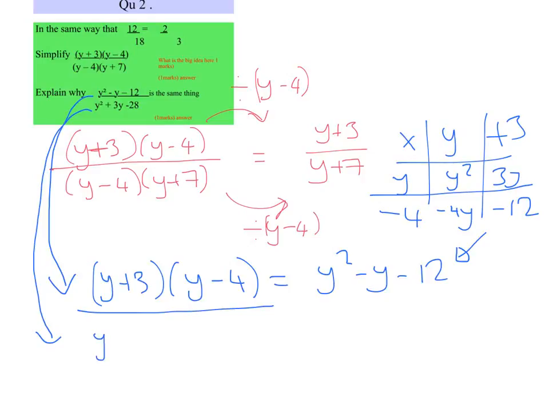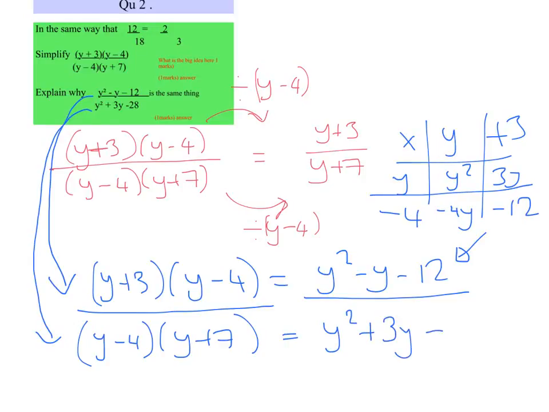Now we could prove the exact same for the bottom line, that y take away 4 multiplied by y plus 7 is exactly the same. Again, you could do that using the grid method. The y's would give you the y squared, 7y, negative 4y, which would actually then leave you with a 3y as your middle term and the negative 28 on the end.